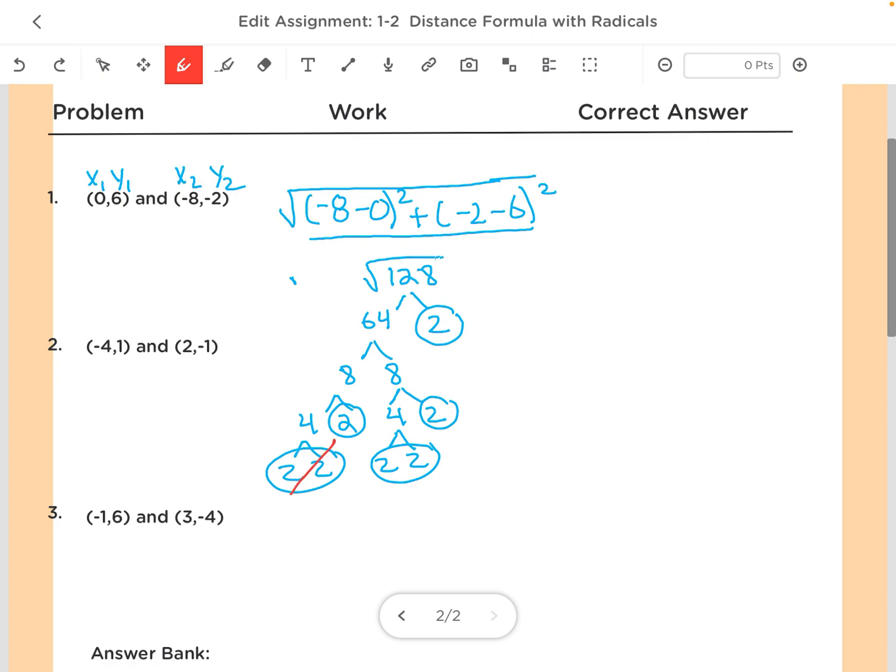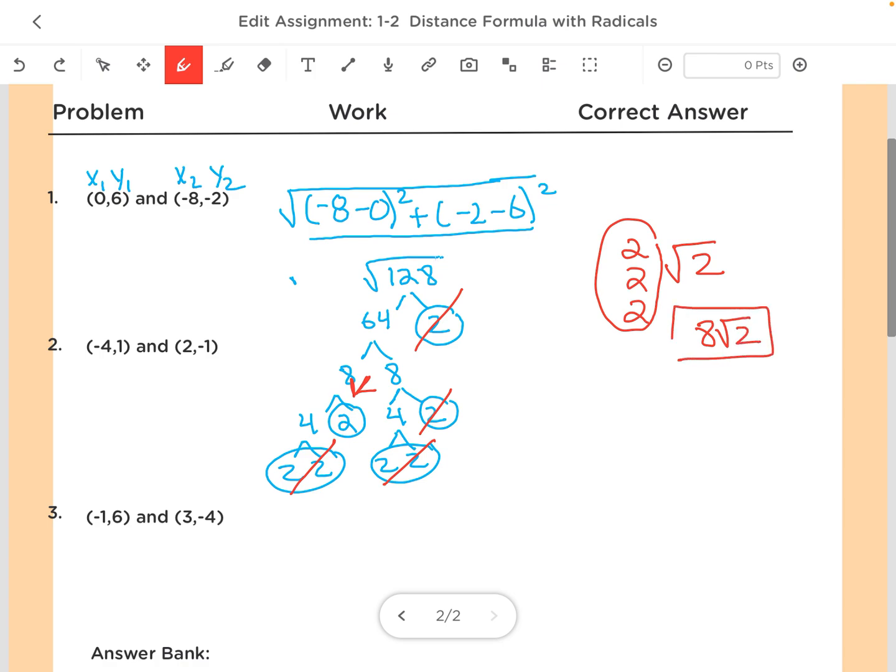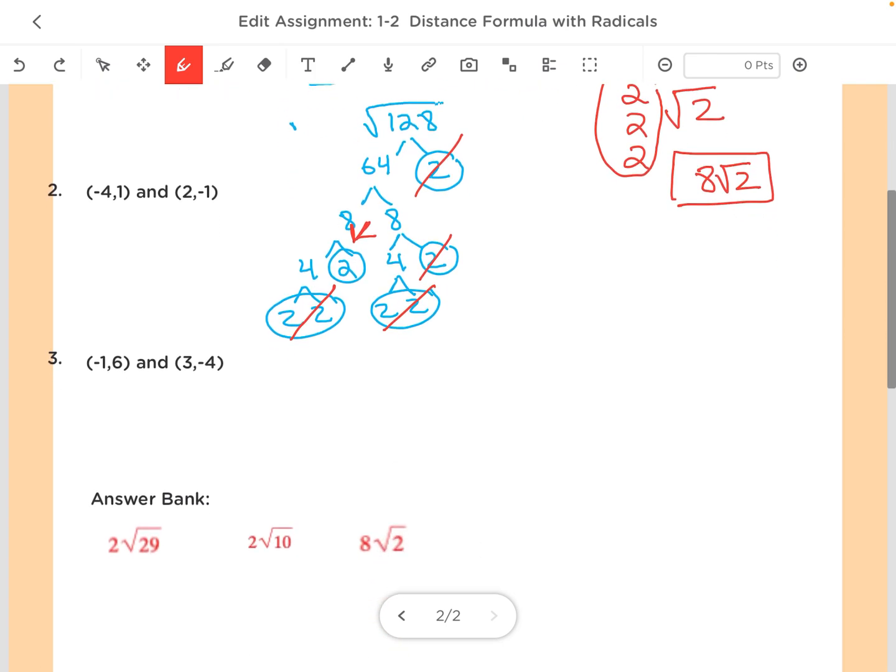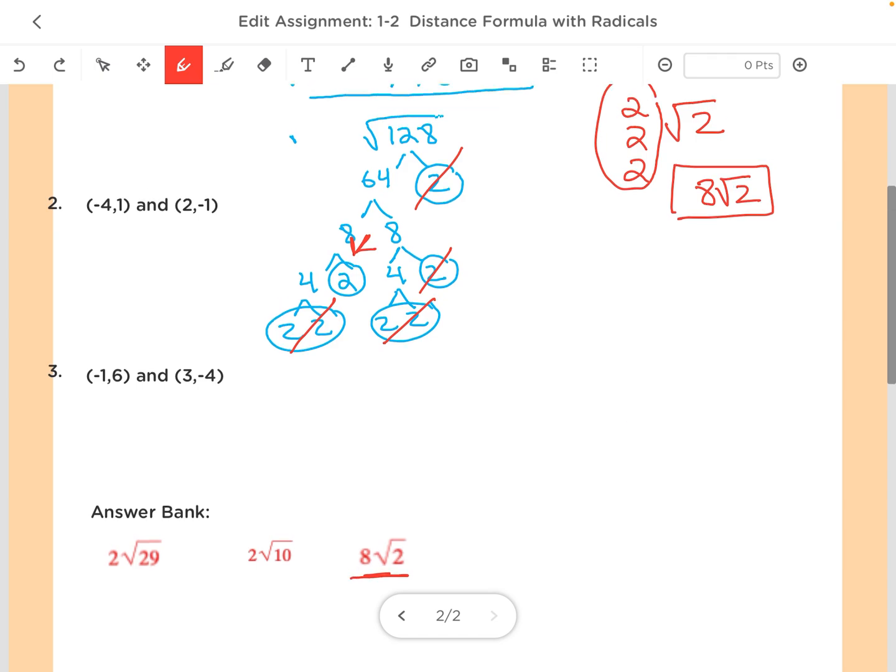I see a pair of 2, so the 2 comes out. I see another pair of 2s, so I'm going to pull out another 2. But then I notice there's another pair of 2s, so I'm going to pull out another 2. This 2 can't come out, so I'm going to leave that one underneath. And remember, when we have more than one number on the outside, we're going to multiply them all together. So it's 2 times 2 times another 2. That gives me a total of 8 square root of 2. And then your check is, you should see that answer in my answer bank below, which I do.